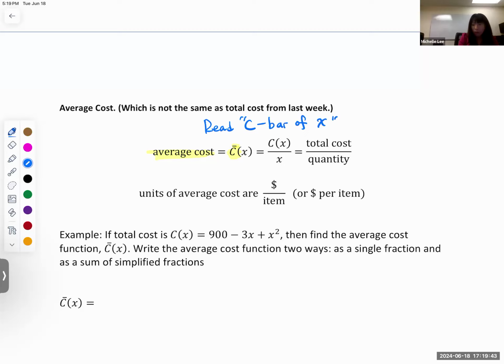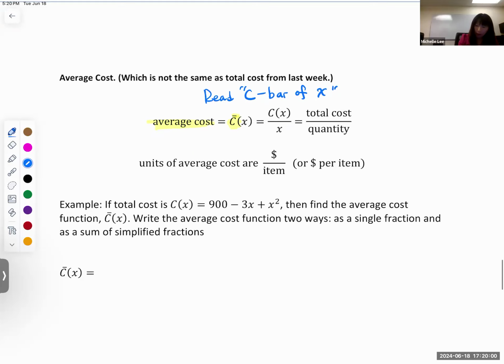Okay, then average cost is C over x. So what is the C over x? We had a total cost function last time, right? And then x, which is quantity. Okay, now we have the unit of average cost: dollar per item. Okay?